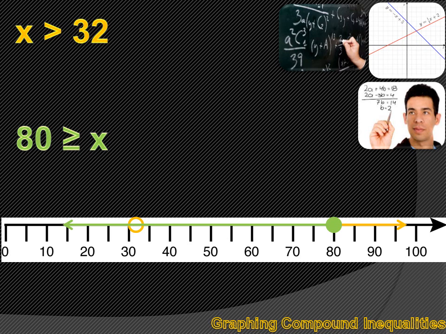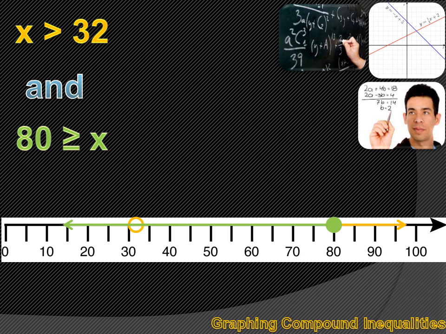Well, what if I wanted to combine these two inequalities? What if I wanted it to read x is greater than 32, but also less than or equal to 80? How would I write that?